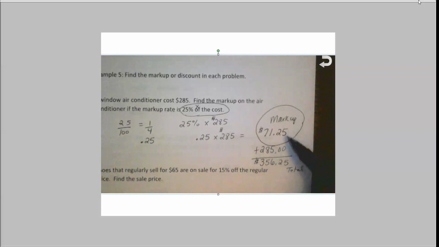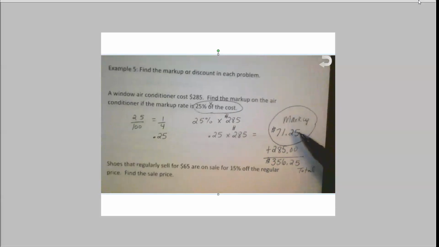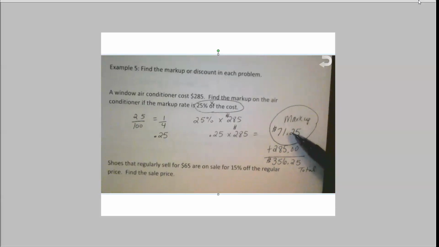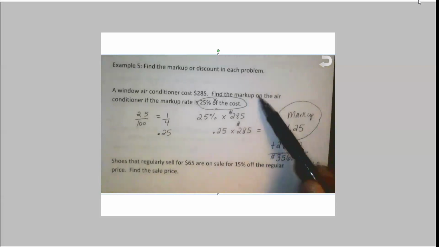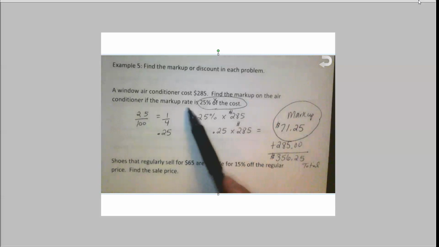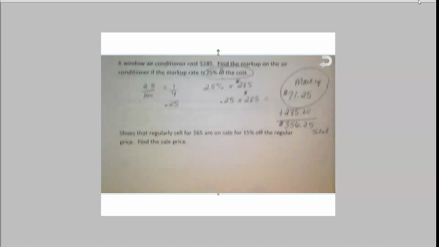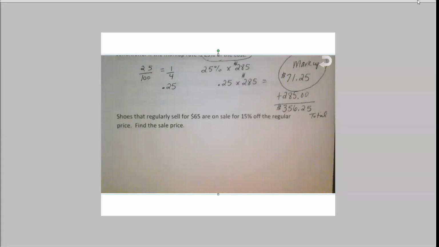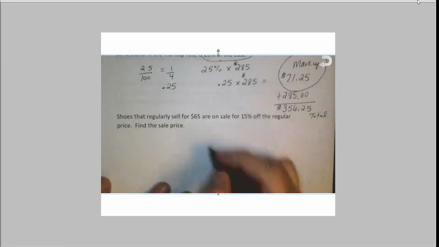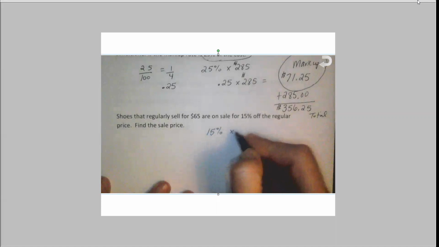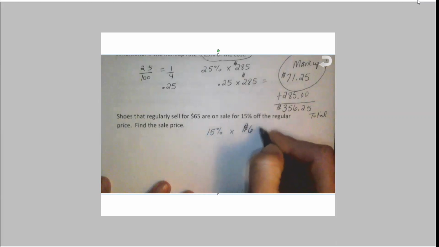So, you may not be asked to go that far, but make sure that you give the answer that the question asked for. Find the markup for the air conditioner if the markup rate is 25% of that cost. Turn it to a decimal or a fraction, multiply, and that's how we get our markup. That is also the way that we will calculate discount. Okay. And the next example says shoes that regularly sell for $65 are on sale for 15% off the regular price. So think of that as 15% of that regular price of $65.